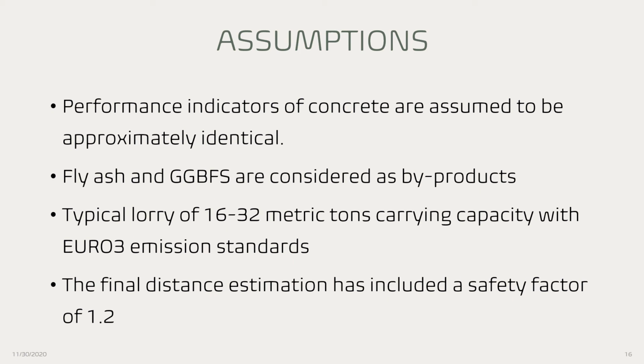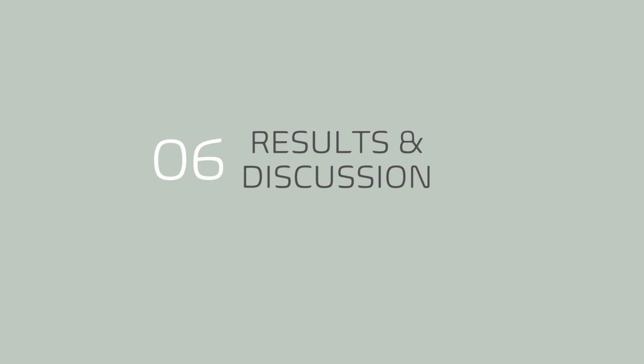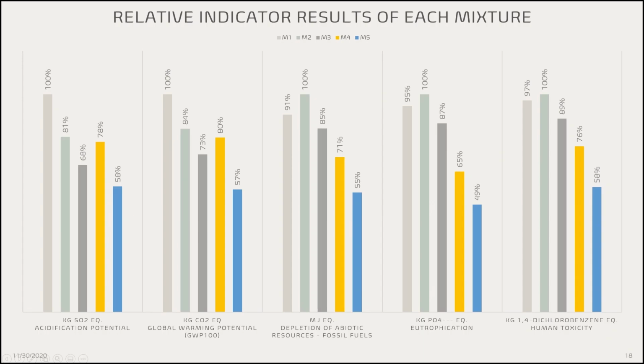Another important estimation is the transportation distance. A safety factor of 1.2 is applied to the distance obtained to simulate the emission for the trip back. Alright, let's discuss about some results. Here is a relative indicator results of each mixture. So the percentages you see over here is relative to the highest output.